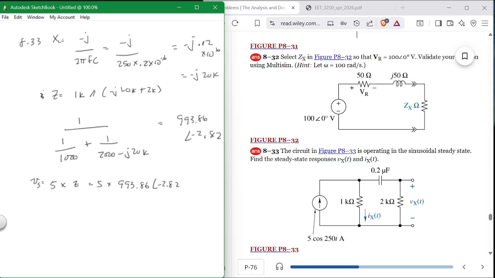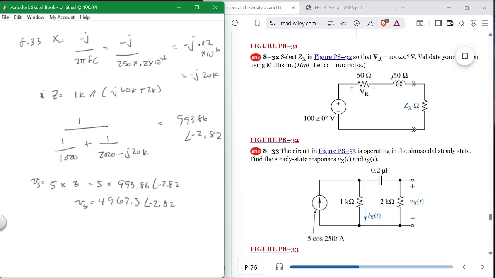All right, so that's a lot of volts. 5 times 993.86 is equal to 4969. So the voltage is equal to 4969.3 at angle minus 2.82. So now we've got voltage across the source.